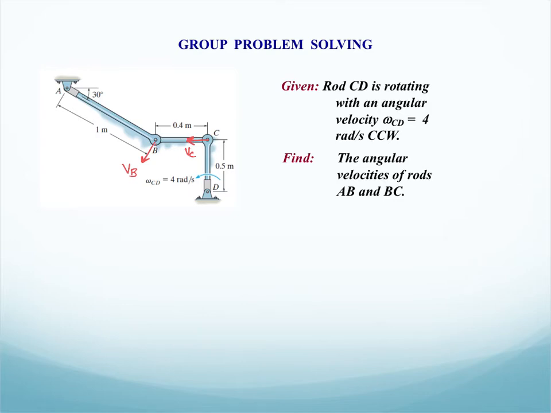Now, in order to find the instantaneous center of these two pieces, well, first of all, I can find the velocity of C, so I'm going to figure that out. Velocity of C I can find because point D isn't moving, so it's just equal to omega CD times 0.5, which is 4 times 0.5, which is 2 meters per second.